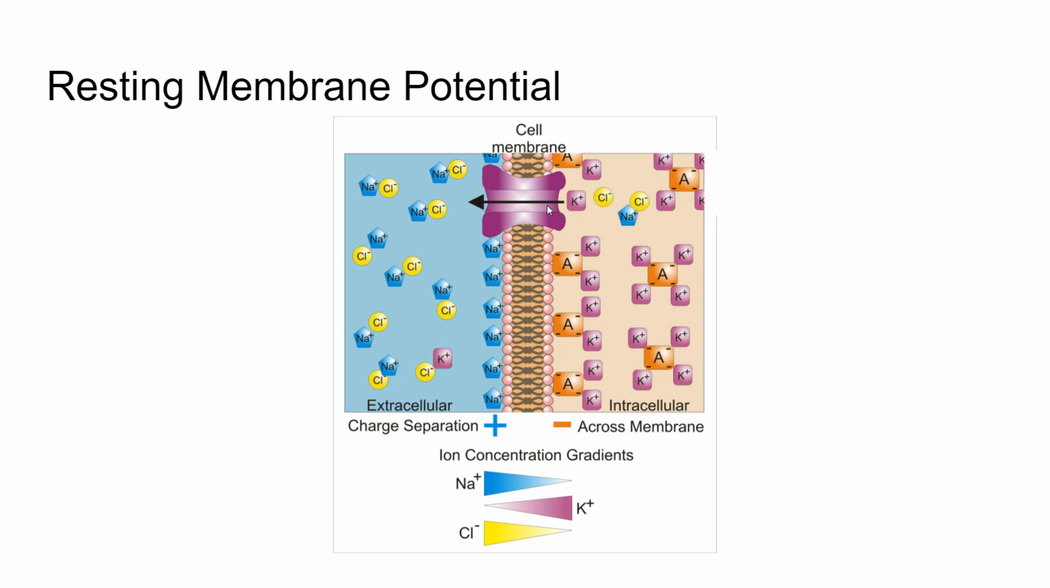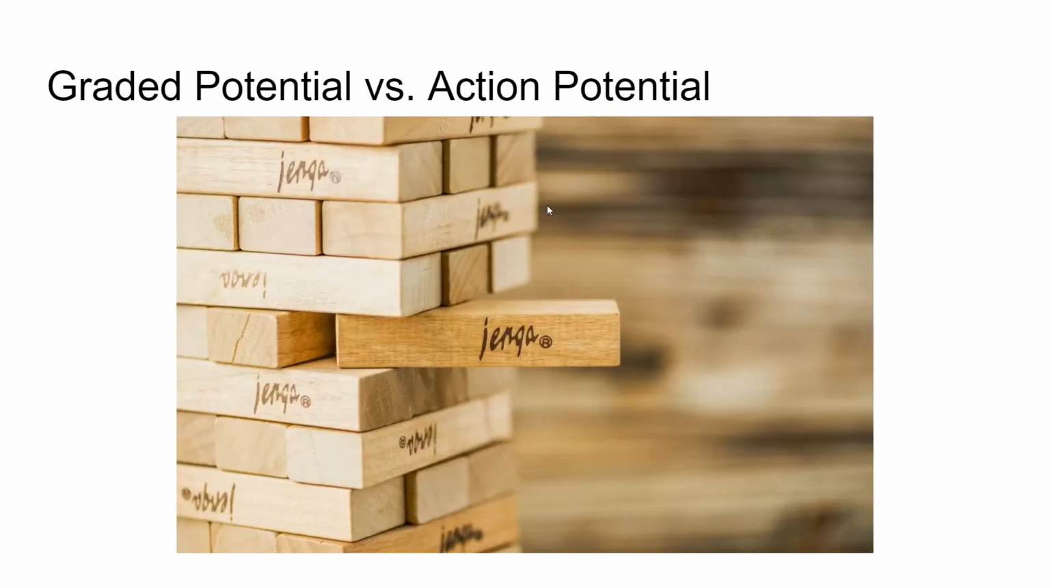All right. Now, eventually, that cell can be triggered, and it can cause one of two responses. It can cause a graded potential or an action potential. And so let's first just talk about what can trigger these things. So think of a game of Jenga, right? You build this tower, and then slowly you take away pieces of that tower.